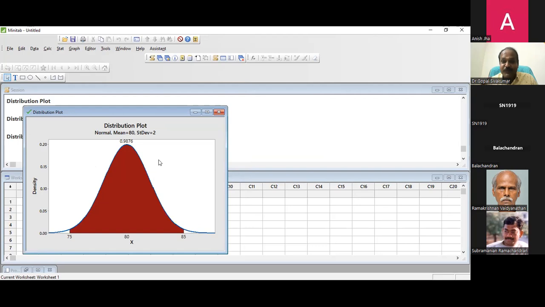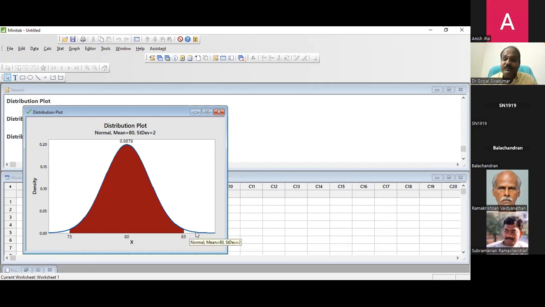98.76%. All of you, please note, we are also having a class average of 75 in our black belt batch. We are also maintaining a standard deviation of 2. That is the level of standards we maintain. So what is the chance for all of you to score between 75 and 85? 98.76% chance is there for each one of you to score between 75 and 85.